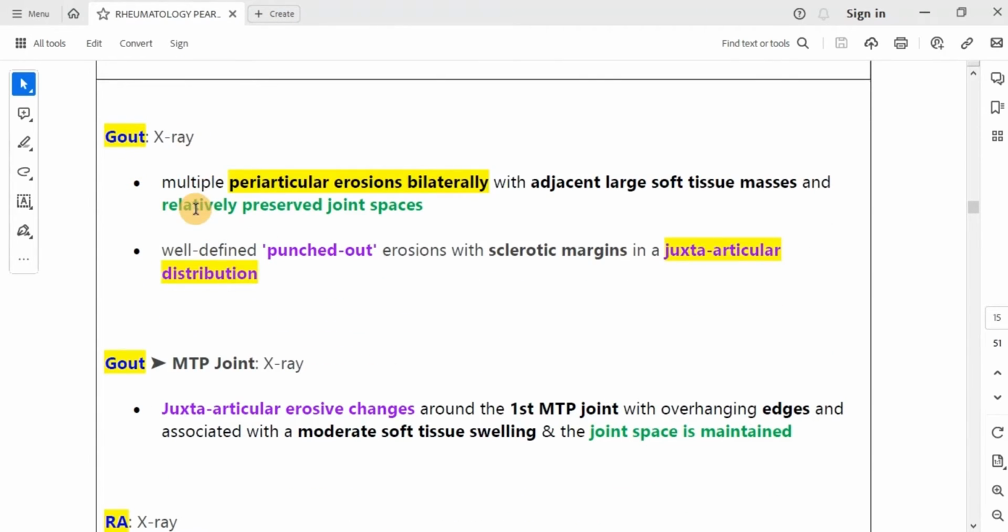Gout X-ray: multiple periarticular erosions bilaterally with adjacent large soft tissue masses and relatively preserved joint space, defined as punched-out erosion with sclerotic margin in a juxta-articular distribution. So the earliest radiological sign in rheumatoid arthritis is juxta-articular osteopenia; in ankylosing spondylitis, sacroiliitis; in gout, punched-out lesion; and in pseudogout, features of chondrocalcinosis.